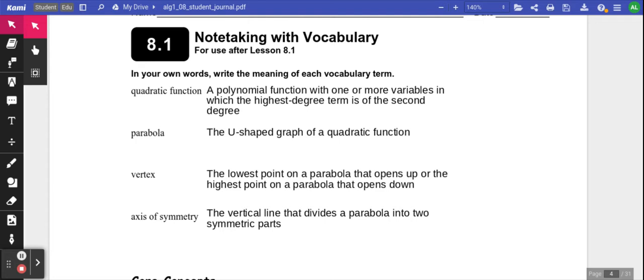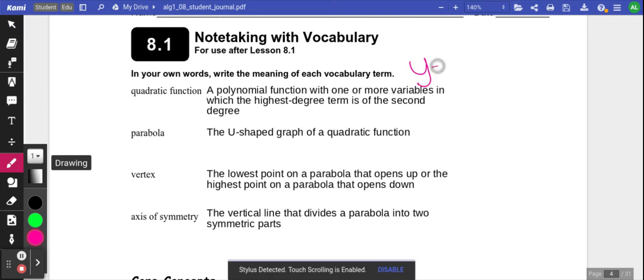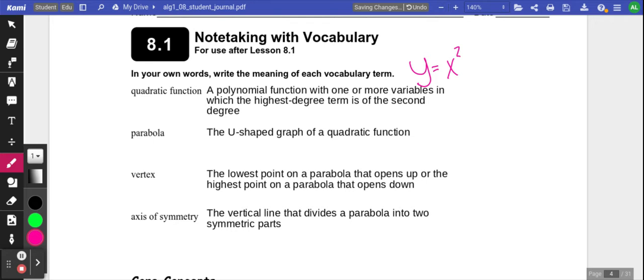Real quick, just to get through this vocab, you can always pause the video if you need to get anything that you want to copy down. Quadratic function. This is kind of math speak right here: a polynomial with one or more variables in which the highest degree term is of the second degree. All that means is you have y is equal to x squared, nothing higher than x squared. That's a quadratic function, or you can have y is equal to x squared plus 3x plus 2.